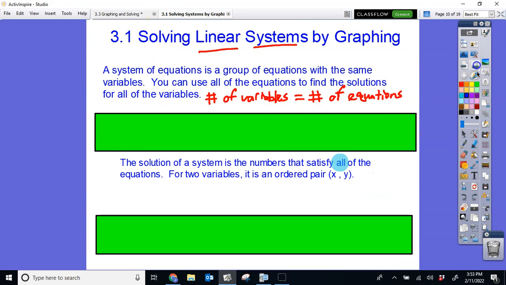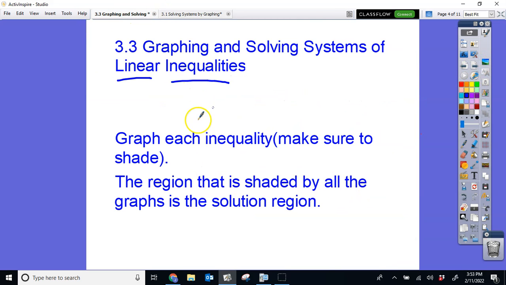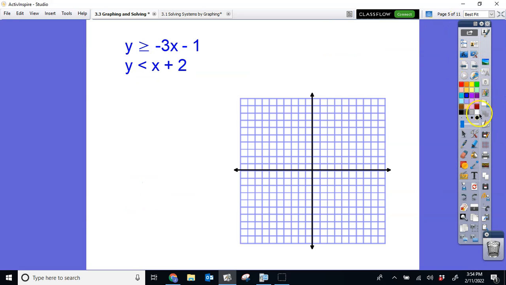I want to finish out, like I said, with looking at linear inequalities. Remember, the difference with inequalities is that you have that shaded area. So you're going to graph each inequality and shade it just like we did in the first chapter. And then you're going to have an area that's shaded by all the graphs. So instead of just one solution, one point, you may have a solution region that we call that. So that is going to look like something like this guy.